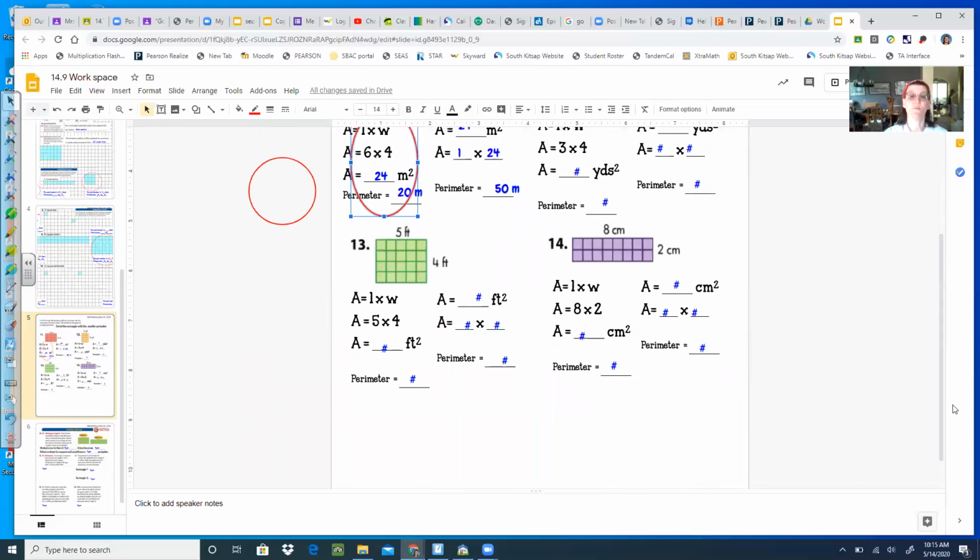So I have a 5 by 4. Remember, area is length times width. So 5 times 4 is 20. Need to stretch my little rectangle. There we go. And bring it up. And now I need to figure out what its perimeter is. 5 plus 4 is 9. 9 plus 9 is 18. And I need to label that feet. And then I need to stretch my box. Okay, so 18 feet. My area is still 20, because that was the whole point of this.